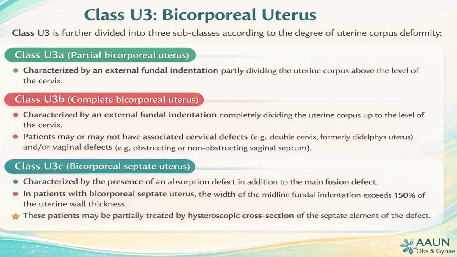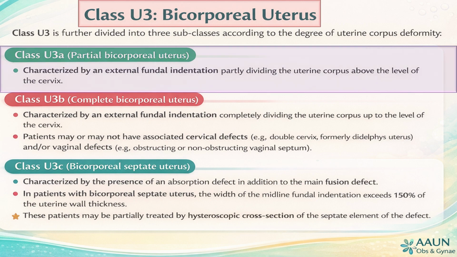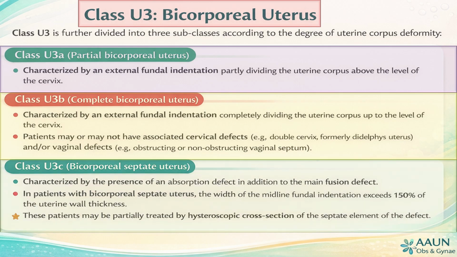Class U3 or bicorporeal uterus is further divided into class U3A, which is partial bicorporeal uterus characterized by an external fundal indentation partially dividing the uterine corpus above the level of the cervix, and class U3B, which is complete bicorporeal uterus characterized by external fundal indentation. Class U3 is characterized by the presence of an absorption defect in addition to the main fusion defect.